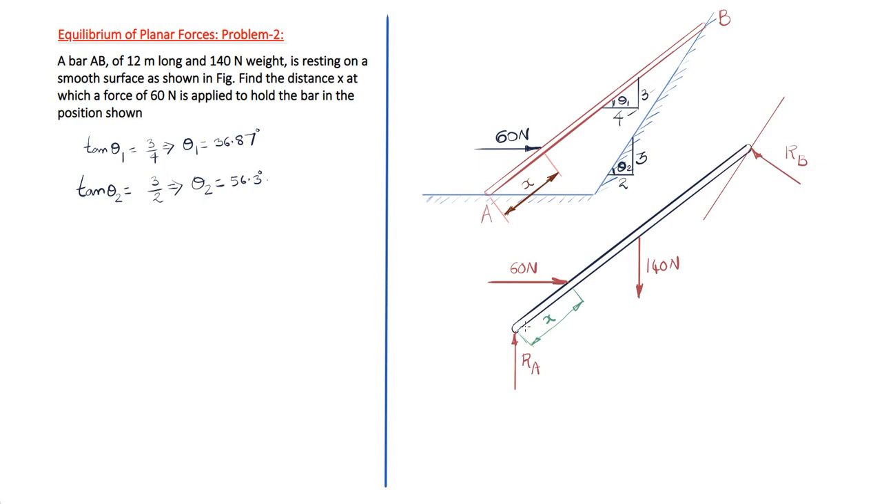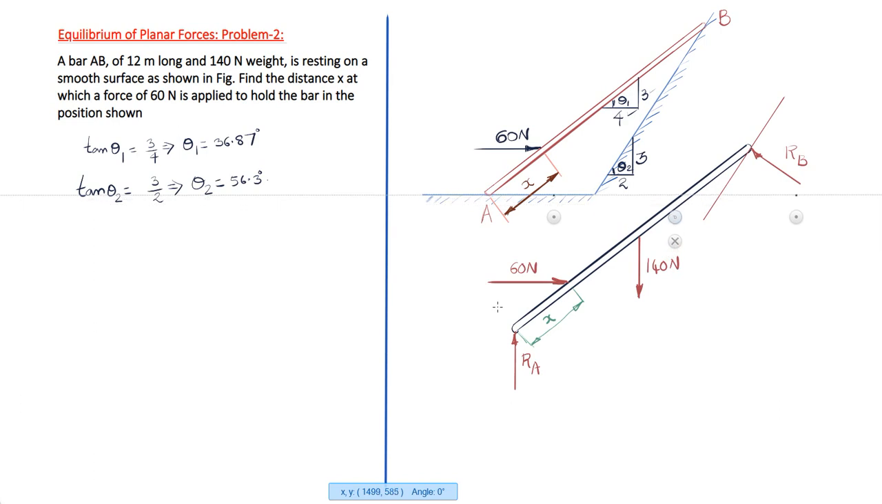Now we are going to use force summation as well as moments about point A to find this distance x. First let us take sigma Fx equal to 0, then we will take moments about point A. But before we apply force summation, we must find the horizontal and vertical components of RB. Because RA is vertical, its horizontal component is 0. So let's find the vertical and horizontal components of reaction RB.